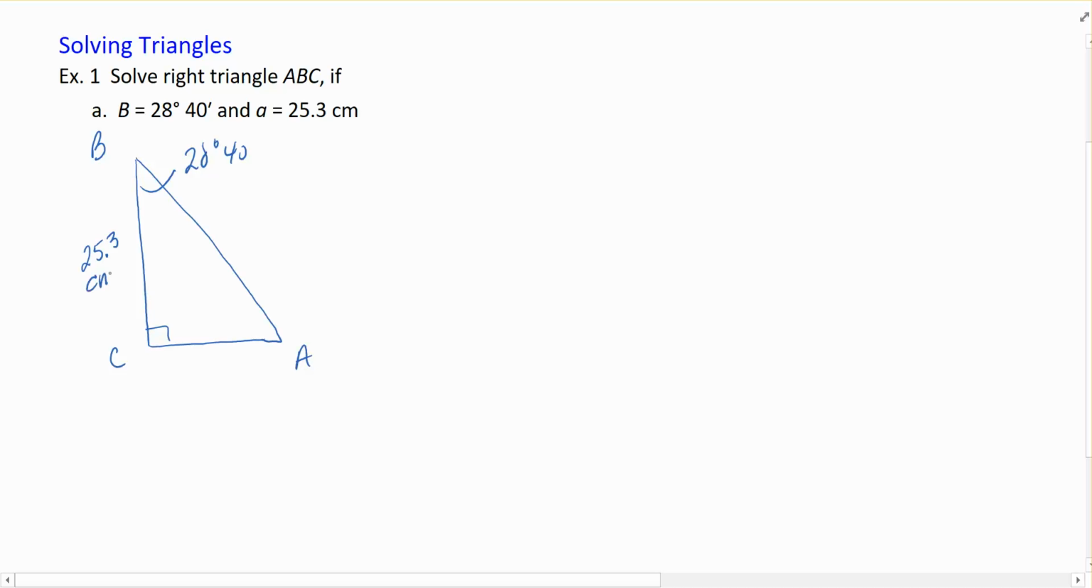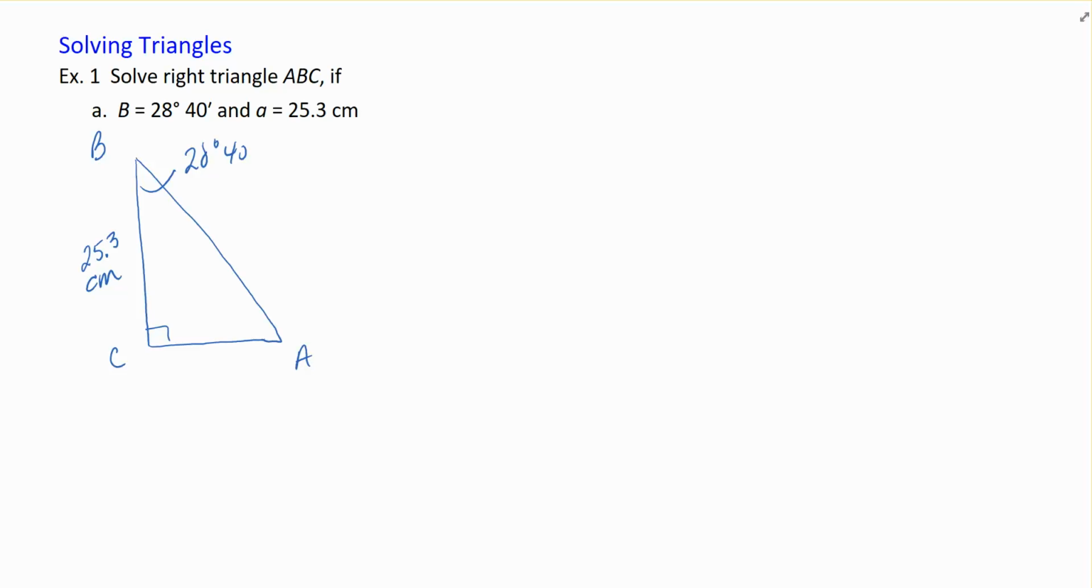25.3 centimeters. So when I am told that I need to solve the right triangle, what I'm actually looking for is I need to be able to state or fill in all of the missing sides and angles. So I'm going to start with the most obvious, and that is the angle measurements. I already have two of the three angles filled in, so let's start by finding the missing angle A.